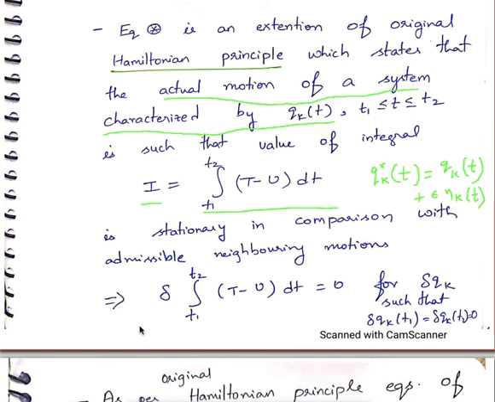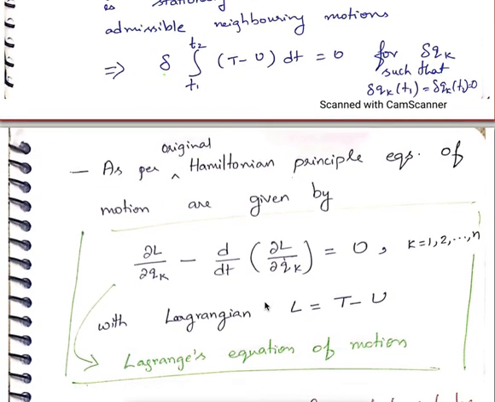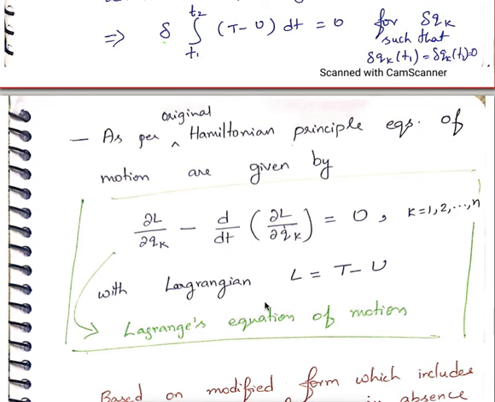Now, originally the Hamiltonian principle stated that the variation of this integral would be equal to 0 for all admissible variations in qk. And because qk is known at T1 and T2, the variation of qk at T1 and T2 will be 0. Originally, this was proposed only for conservative forces. Using the original Hamiltonian principle, you can get the Lagrange equations of motion, which is the partial derivative of the Lagrangian with respect to qk minus the time derivative of the partial derivative of the Lagrangian with respect to q dot k equal to 0 for k equals 1 to n.